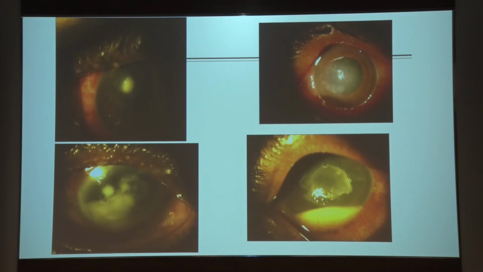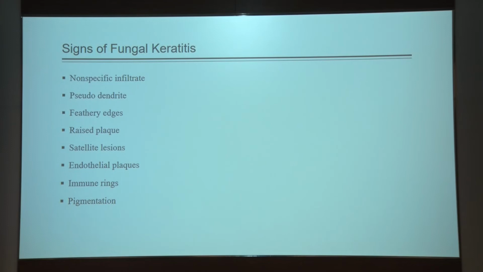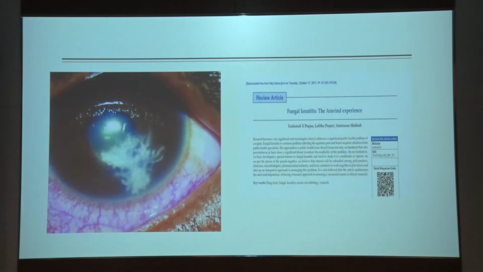So that's the reason. And these are different signs of fungal keratitis, and you should be knowing all of it. And what is more specific among these for fungal keratitis? Which one is more specific for fungal keratitis? Feathery edges are the commonest. It's a very specific feature for fungal keratitis.